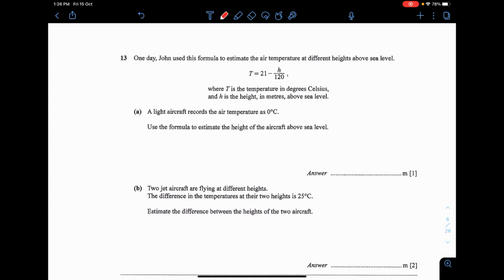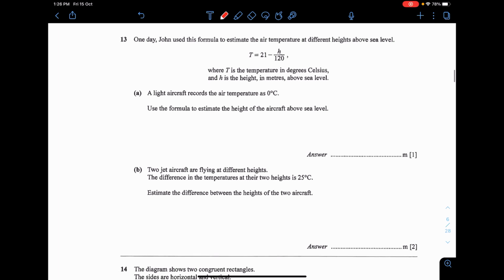One day, John used this formula to estimate the air temperature at different heights above sea level. A light aircraft records the air temperature at 0 degree. Use the formula to find the height. So 0 equals 21 minus h over 120. Move the number away and then you cross multiply. You'll get 2,520 meters. Okay, they say meters here.